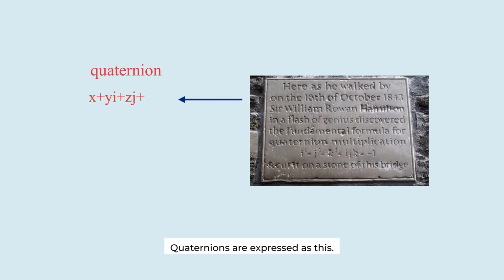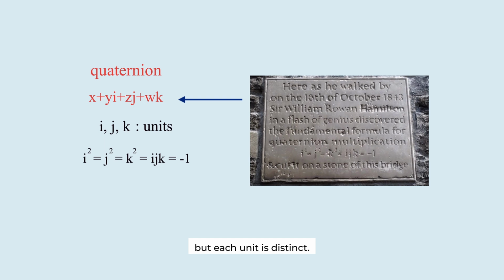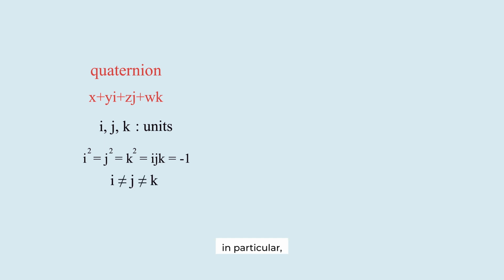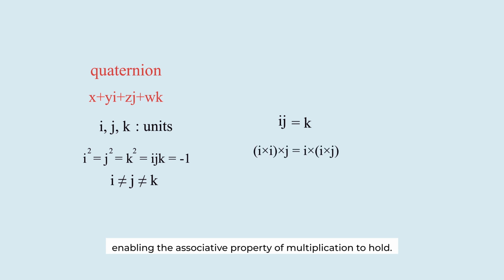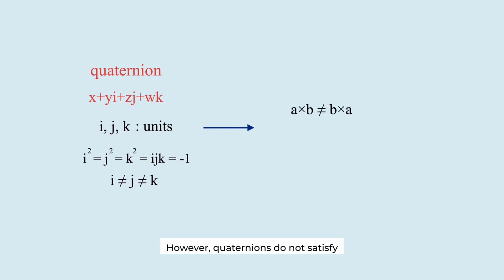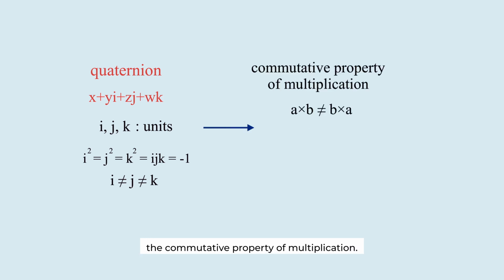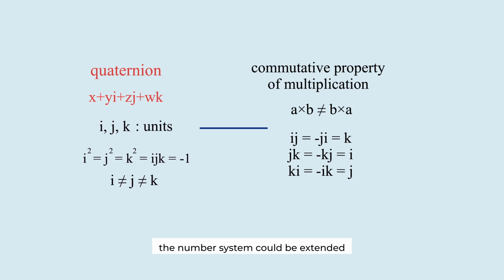Quaternions are expressed as this: i, j, k are all units satisfying this condition, but each unit is distinct. In particular, ij is defined as k, enabling the associative property of multiplication to hold. However, quaternions do not satisfy the commutative property of multiplication. ij is not ji, but rather minus ji. By accepting this limitation, the number system could be extended to 4 dimensions. Mathematics has invented the new number system like that. The journey continues.